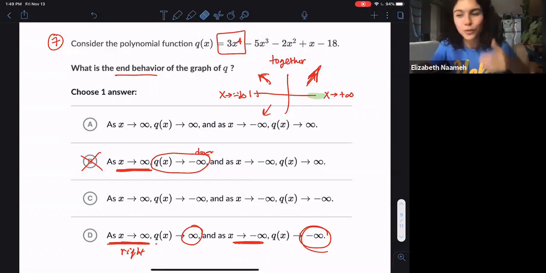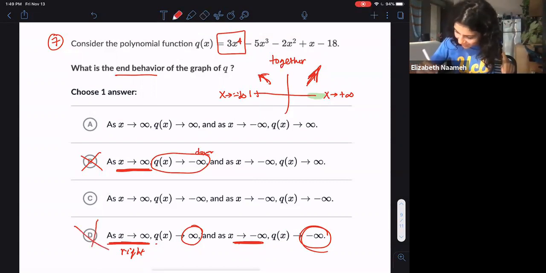You have to be very careful when you read this. Okay, actually, that's wrong. The answer is A. The answer here is A.